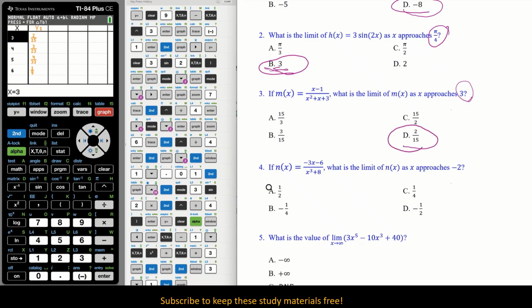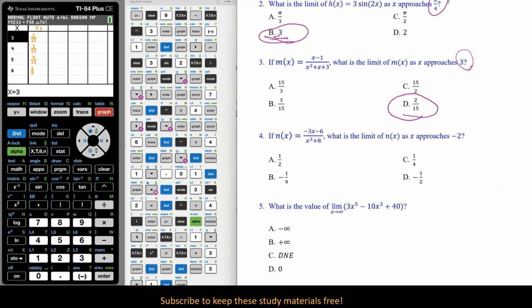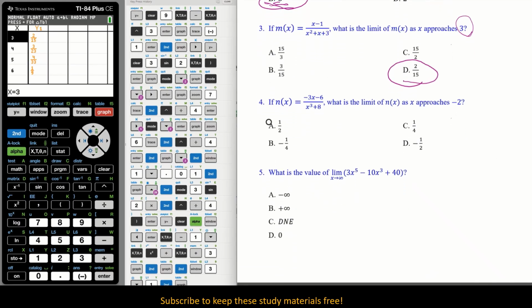Now, there are ways to, yes, I agree. You can do all this by hand. You can just plug 3 into your rational function as is, and you will come out with 2 over 15. Okay. But this is a nice, accurate way to check that. Okay. And it's very quick if you practice with it and get used to it. Okay. That being said, let's try number 4.